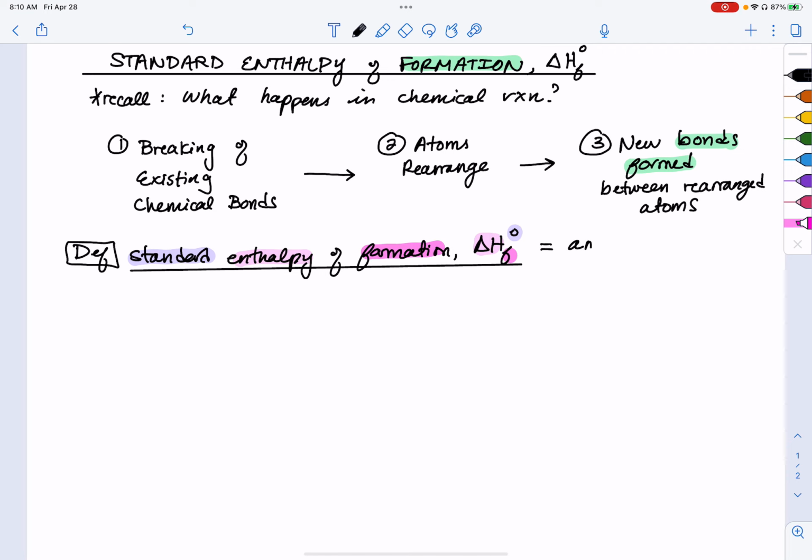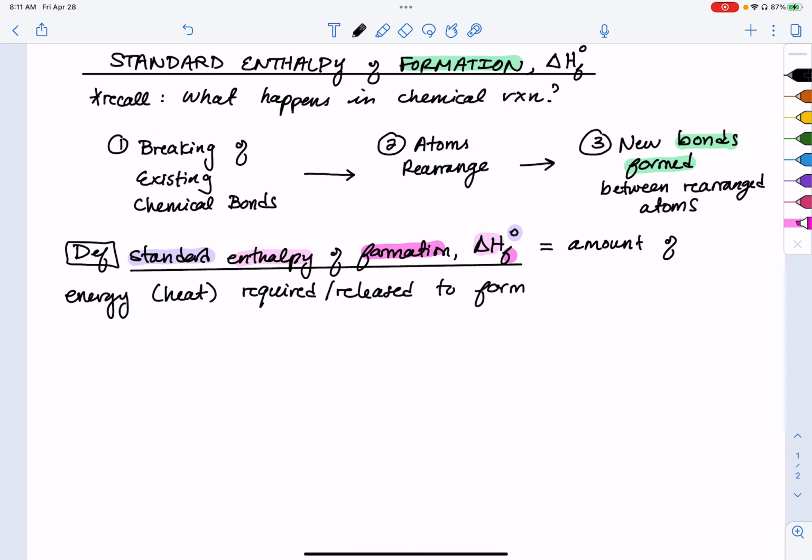This is the amount of energy, heat, that is either required or released to form 1 mole of a substance at standard conditions.